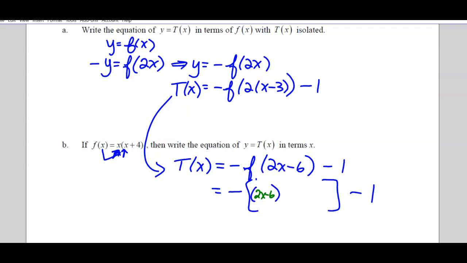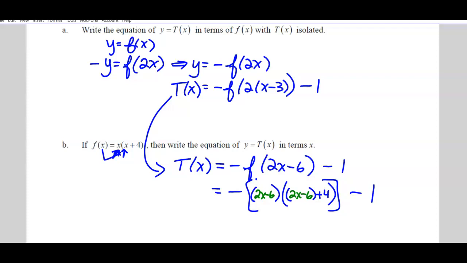That, and then another bracket, and this bracket. So that's where students get freaked out with so many brackets. There's your x is now that first bracket, 2x minus 6. Open bracket. This x is this 2x minus 6 plus 4.